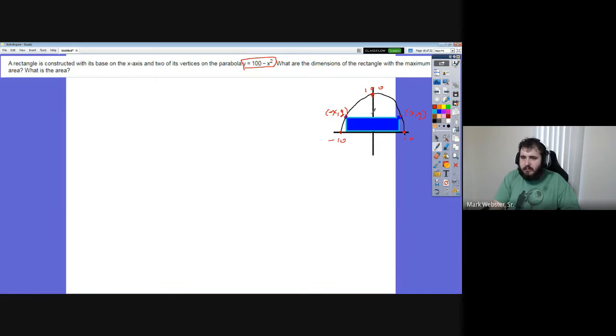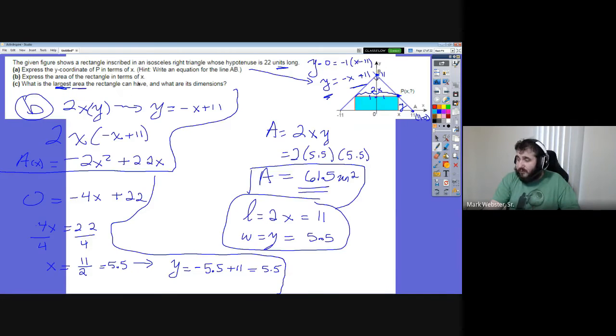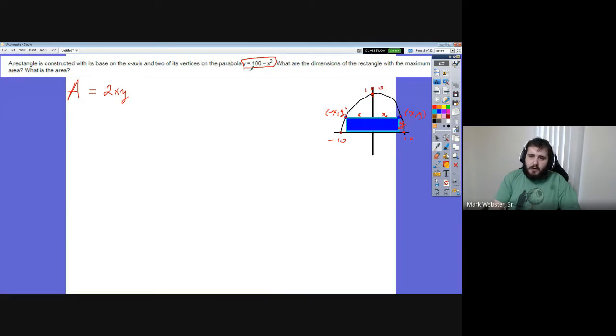Well, let's get our equation for area. This piece has a length of x, that piece has a length of x, and this piece has a length of y, right? So what's the area going to be? Well, x and x is 2x. That's our length. y is our height. You'll notice it's just like the previous one. But now, instead of y equaling what we made it equal before, it's going to be 100 minus x squared. Now we have our function only in terms of x.